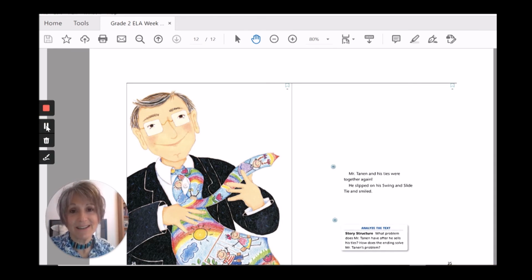So what do you think? Were you able to use inferencing and make predictions? I was able to infer that Mr. Tannen would somehow use his ties to help the Lyndhurst School raise money in order to build a new playground. But I did not predict that he would sell his ties. I thought they were pretty important to him. What did you predict? Now that we've organized all of our thinking and we've read our text together, let's go to our writing prompt. We'll do that now.